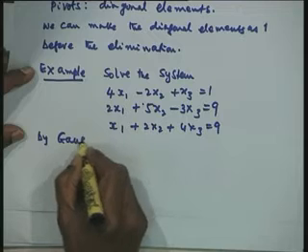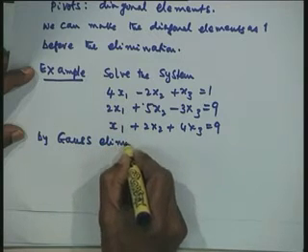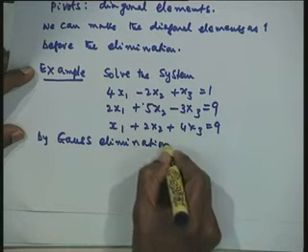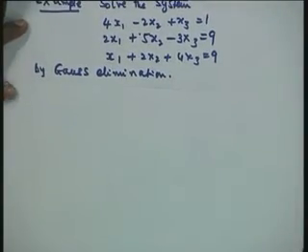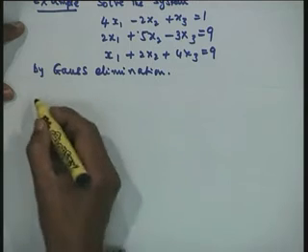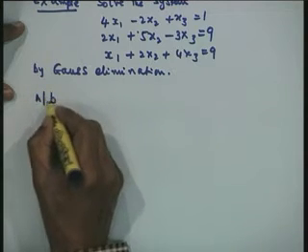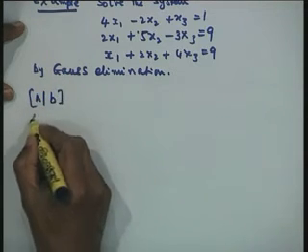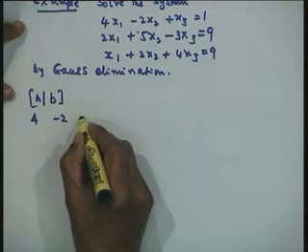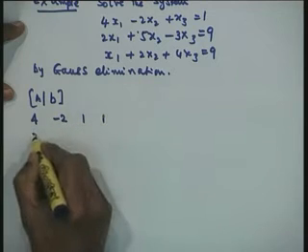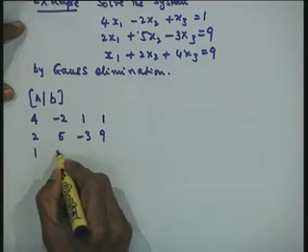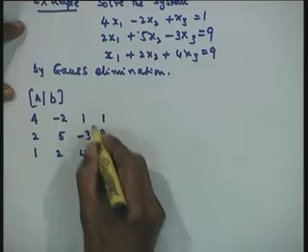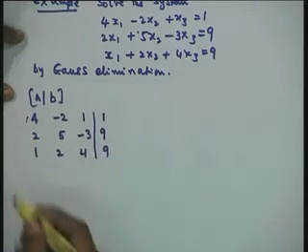by Gauss elimination. Now, what I have to do is write down my augmented matrix AB. So, I will write this: 4, minus 2, 1, 1; 2, 5, minus 3, 9; 1, 2, 4, 9. I will put a line here.